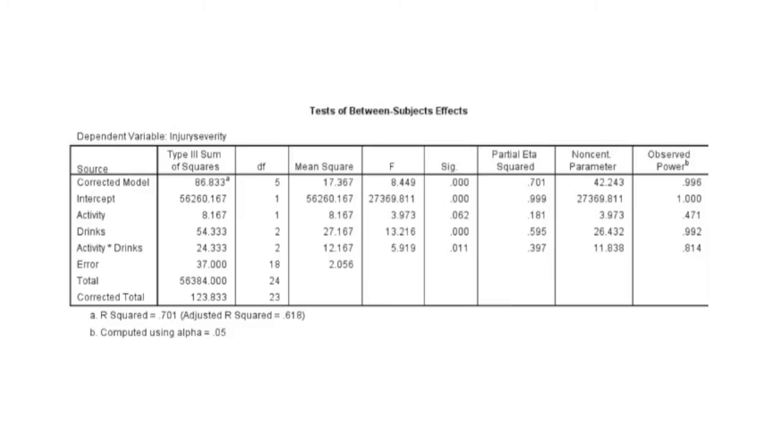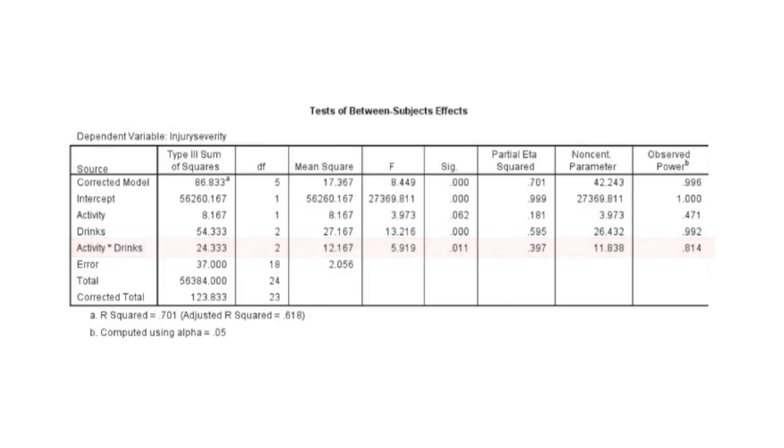So the important thing to look at here are the significance values on the independent variables. The activity row indicates that there's not a significant main effect for type of activity. If you look at the sig value, it's above the 0.05 conventional level. And the drinks row indicates that there is a significant main effect for number of drinks. The significance value is below the conventional alpha level of 0.05. And if you have a look at the activity by drinks row, it indicates that there is a significant interaction effect. So the sig value is below 0.05. Now, each of these findings should be included in your written results section.